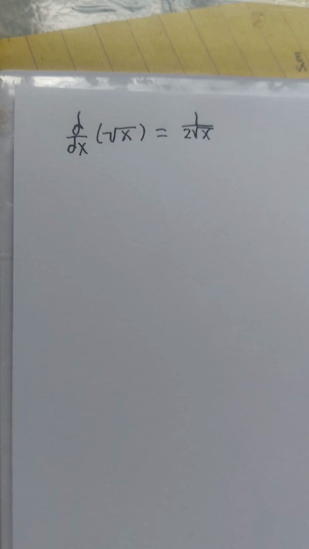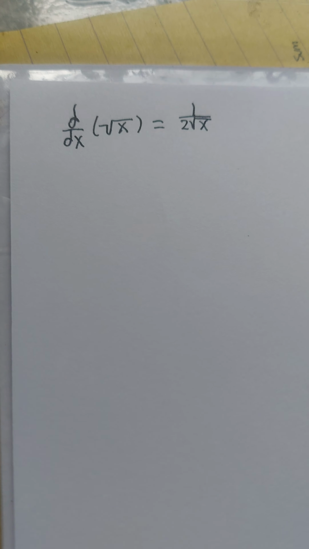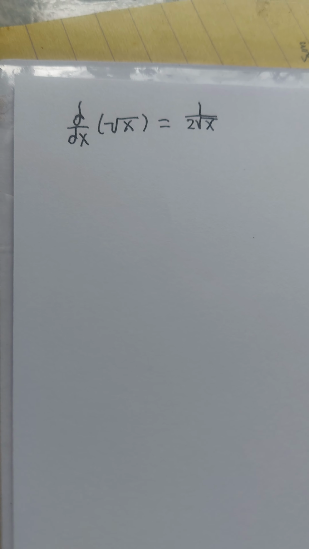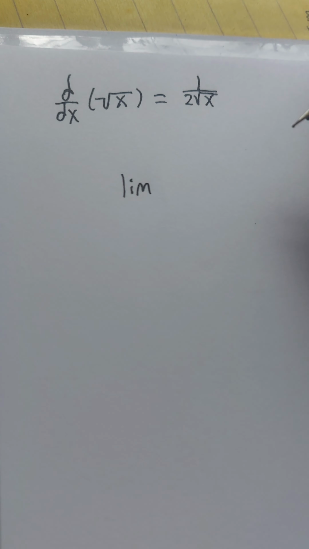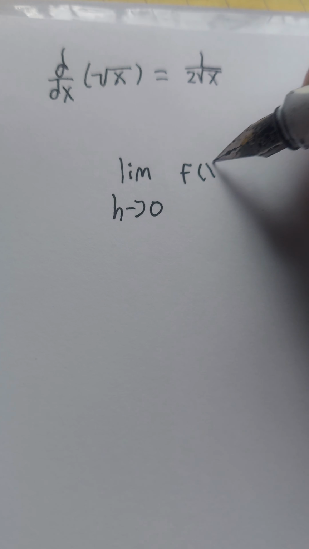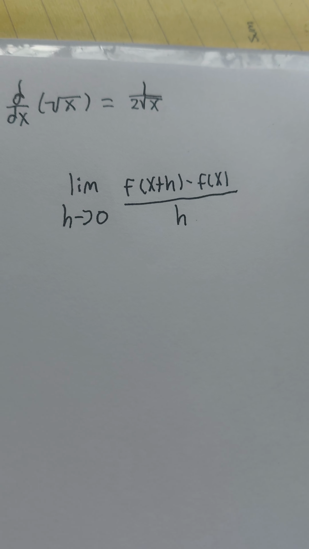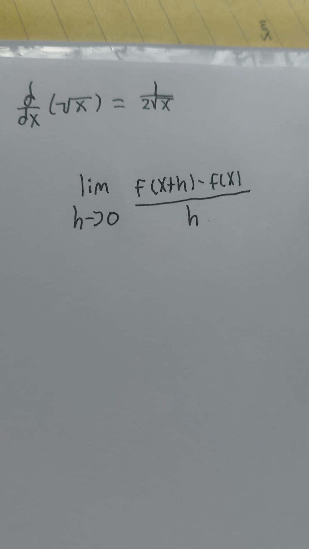In this video, we are going to prove that the derivative of the square root of x is equal to 1 over 2 square root of x. According to the definition of a derivative, it is a limit function: the limit as h approaches 0 of f of x plus h minus f of x all over h. This is the limit definition of a derivative.